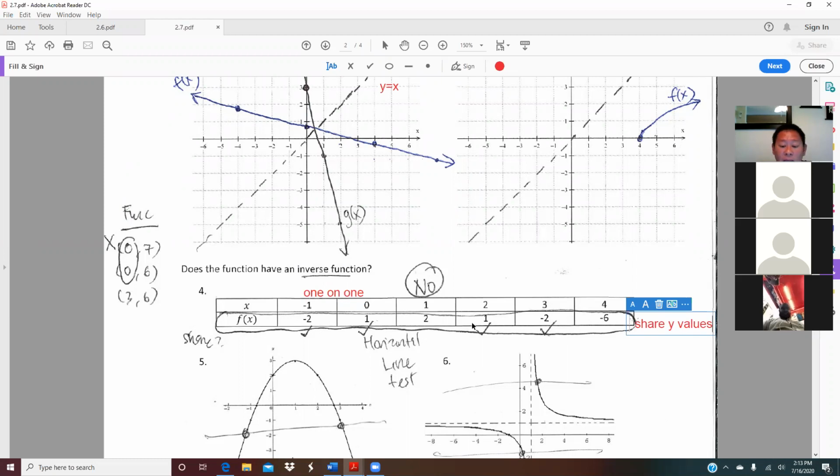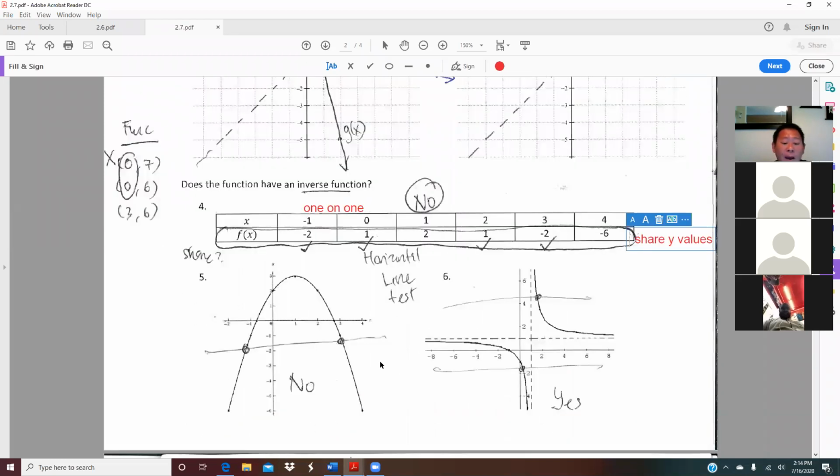You find out that 1 is shared twice, and -2 is shared twice. So this is not an inverse function. The reason it's not an inverse function is because they share the same y value. If I give you a graph, you just draw a horizontal line. So question 5 is not a function because it failed.